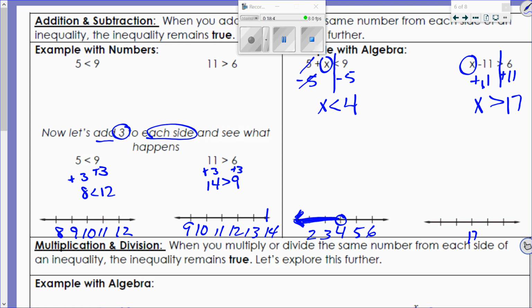So to graph it, 17 is in the middle. Is 17 greater than 17? No. So is my dot open or closed? Open, because that's not part of the solution set. Is 16 greater than 17? Nope, so it goes the other way. Is 18 greater than 17? Yep, so I know I did it right.